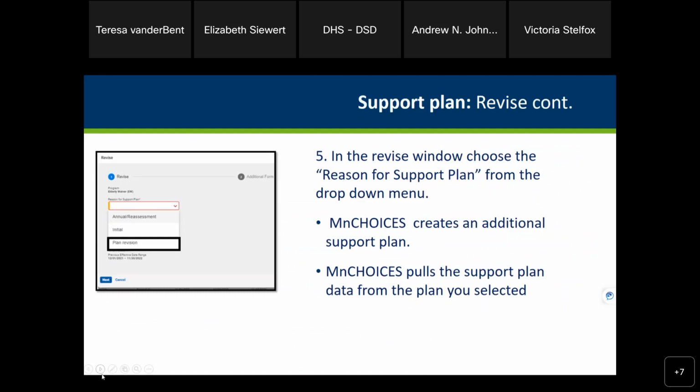When you choose revise, it's going to open this revise window up and ask you which one of these you want to use. You can choose any of them. I've just highlighted plan revision. You'll know what the purpose was for choosing revise. Is it a reassessment? Is it initial, or are you doing a plan revision? You'll pick the reason that works for the work you're doing. And when you do that, it will create the next support plan. So it won't open up the existing support plan and have you revise it. It is going to create an additional support plan, and then it will pull the support plan data over once you make that decision and hit next.